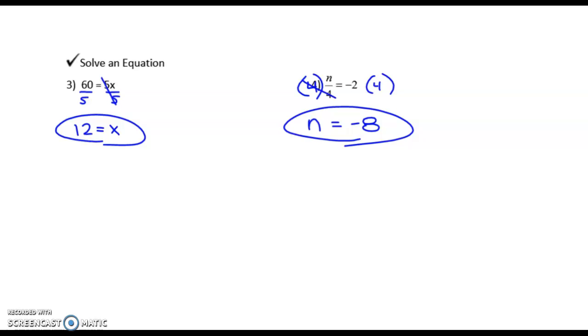Once again, today we are just talking about solving linear equations in one variable. So we used our inverse operations. The inverse operation of addition is subtraction. The inverse operation of subtraction, therefore, is addition. The inverse operation of multiplication is division. And the inverse operation of division is multiplication.